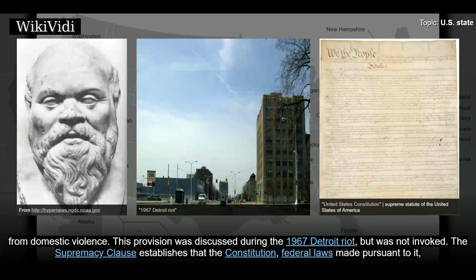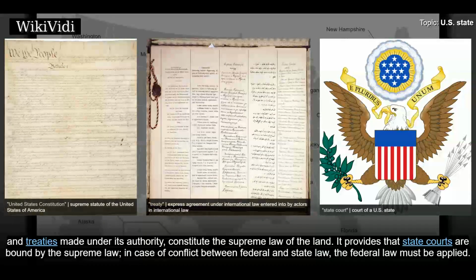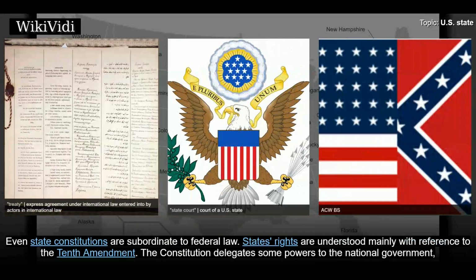The Supremacy Clause establishes that the Constitution, federal laws made pursuant to it, and treaties made under its authority, constitute the supreme law of the land. It provides that state courts are bound by the supreme law. In case of conflict between federal and state law, the federal law must be applied. Even state constitutions are subordinate to federal law.